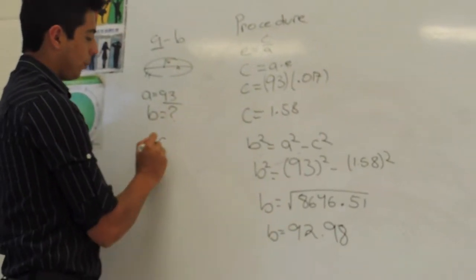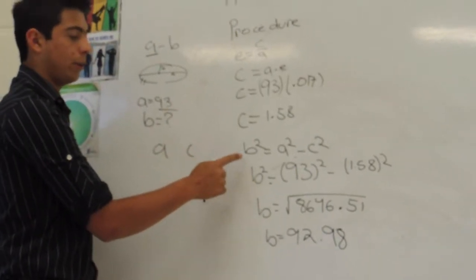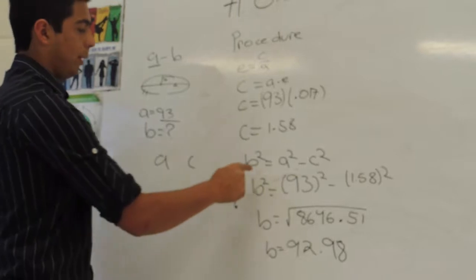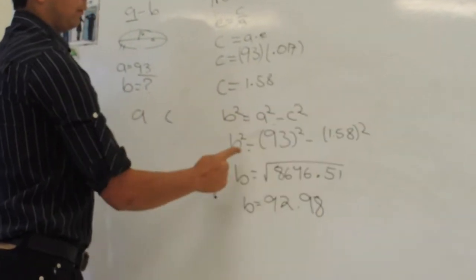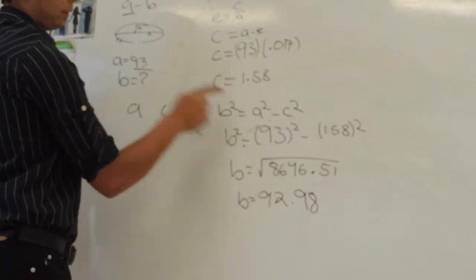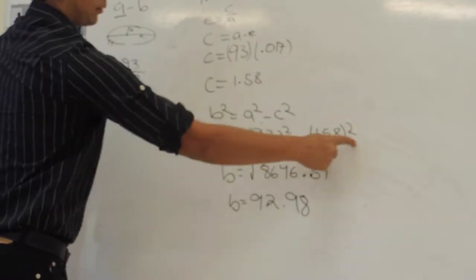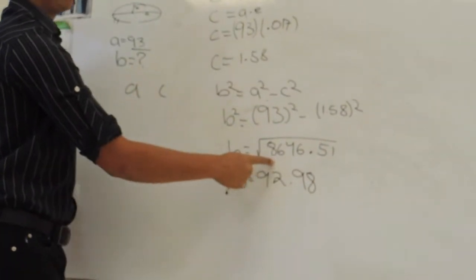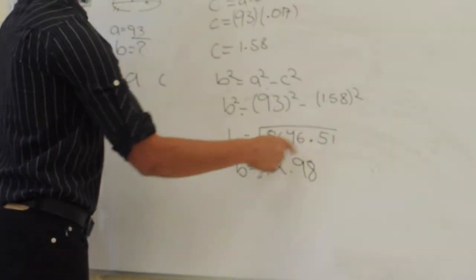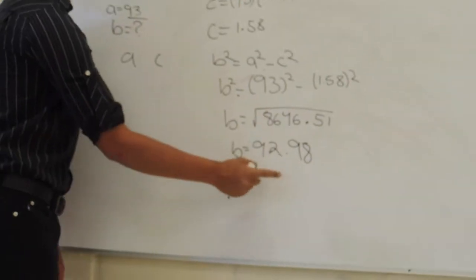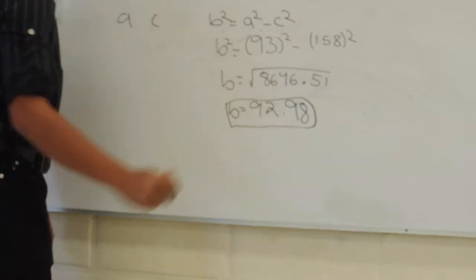Now, with a and c, we can use another formula to get b. That is what we are looking for. So b squared is equal to a squared minus c squared. b squared is equal to 93 squared minus 1.58 squared. This will give us 8,646.51, square root, and it's 92.98. This represents b. That is the distance that we were looking for.